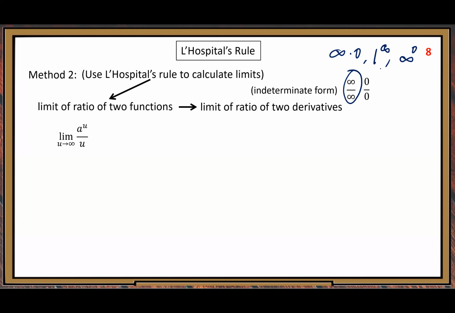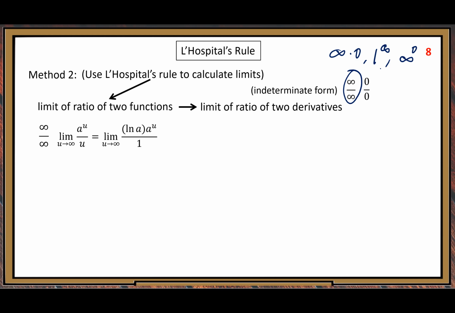Now let's look at the first example. We know this is an indeterminate form, A to the U over U. The numerator function goes to infinity, and the denominator function also goes to infinity. So no problem, it is an indeterminate form, and we can apply L'Hopital's rule here.